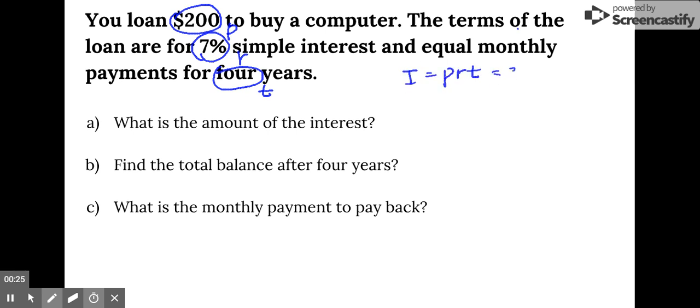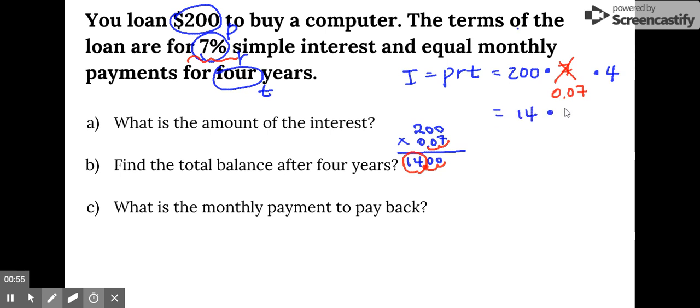So let's plug in all the numbers. Let's substitute all the numbers, and just be careful with this R. It should not be 7. It should be 0.07, times the time. How many years? 4. So let's multiply 200 times 0.07, and it's going to be 1,400. And you move the decimal how many times? Twice. So it is going to be $14.